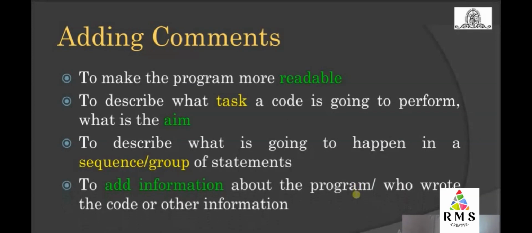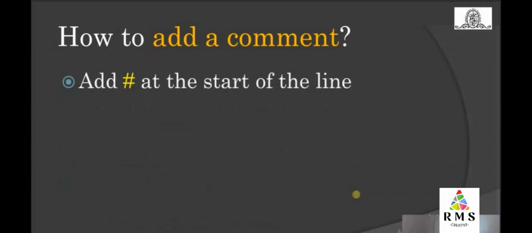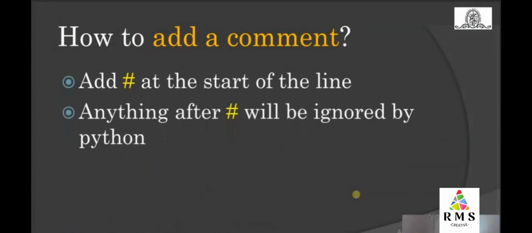Also to add information about the program. Who wrote the code or any other information can be added as the comment. To turn off the execution of the statements temporarily. This is also very important to use, friends, as we are trying multiple methods, for example, to get the output. So while using the second method, you can use the first method. You can make those statements as comments, so they will not be running, right? So to turn off the execution temporarily also we can use these comments. But how to add the comment? We can add hashtag as the start of the line. So anything after hash will be ignored by the Python.